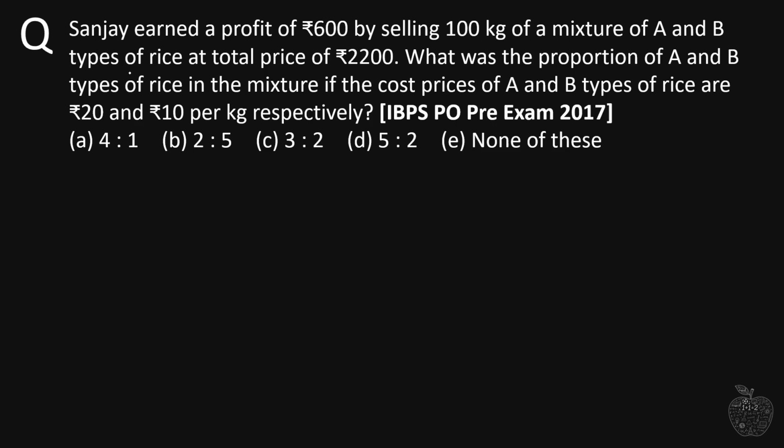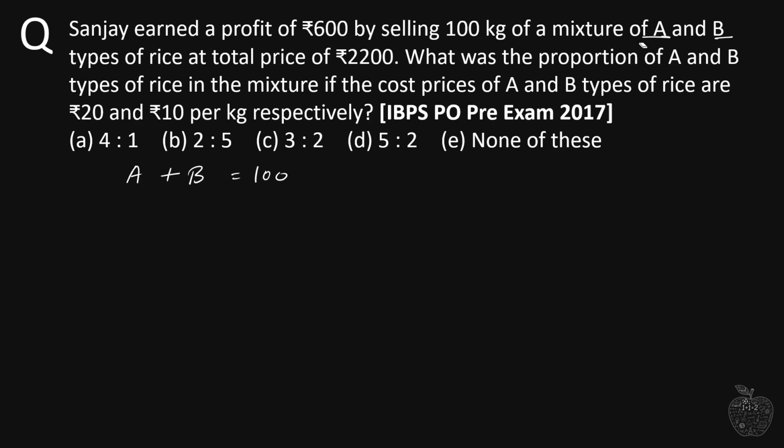Alright, so we are given in the question that Sanjay earned a profit of 600 by selling 100 kg of a mixture of A and B types of rice, and the total price he sold it at is 2200. So this much is clear. Now we know that there is a mixture of 100 kgs and the mixture is of A and B. So we know that total mixture A plus B here is 100 kgs.